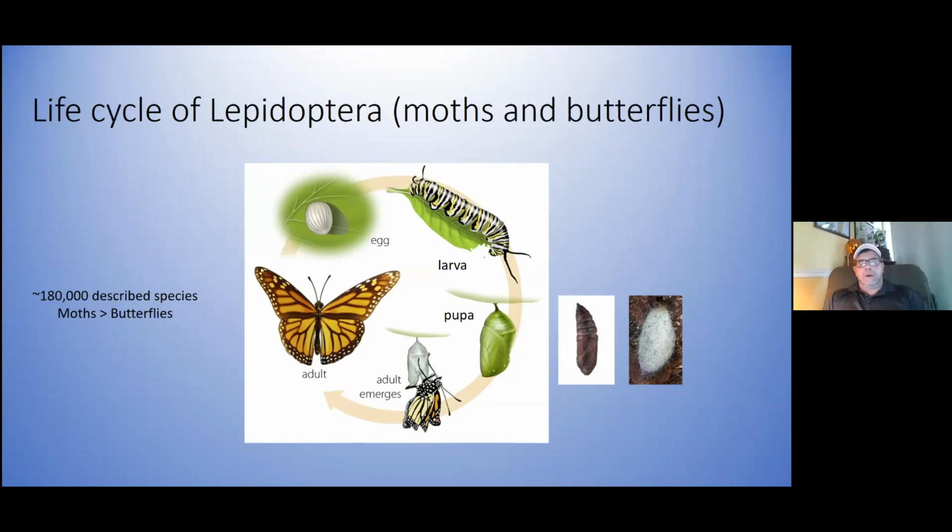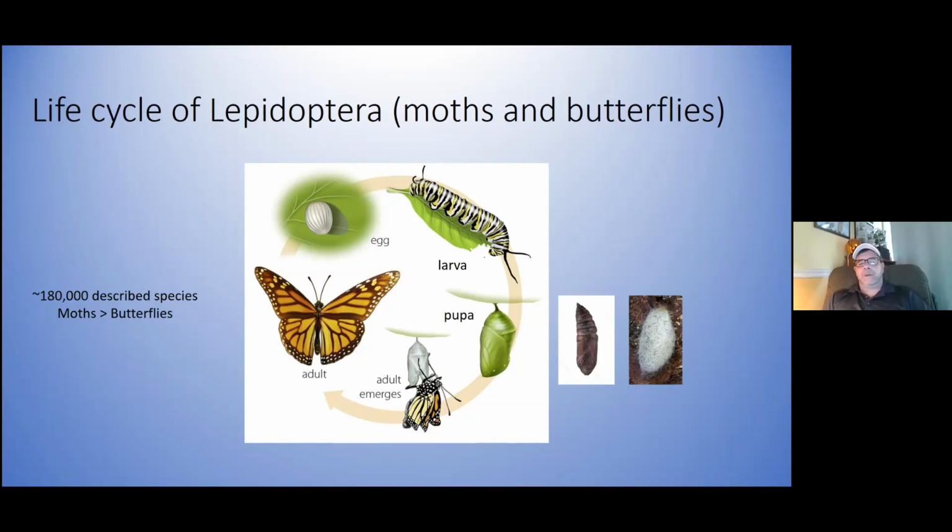A typical life cycle for a moth or a butterfly has 4 distinct life stages. They begin life as an egg. After a little while, the egg hatches, and a small neonate, or first instar caterpillar, chews its way out of the eggshell and immediately usually commences feeding on plants. That's referred to as the larval stage.